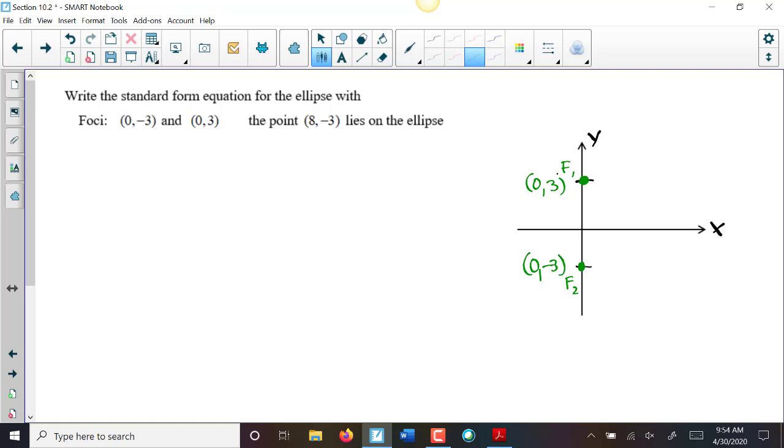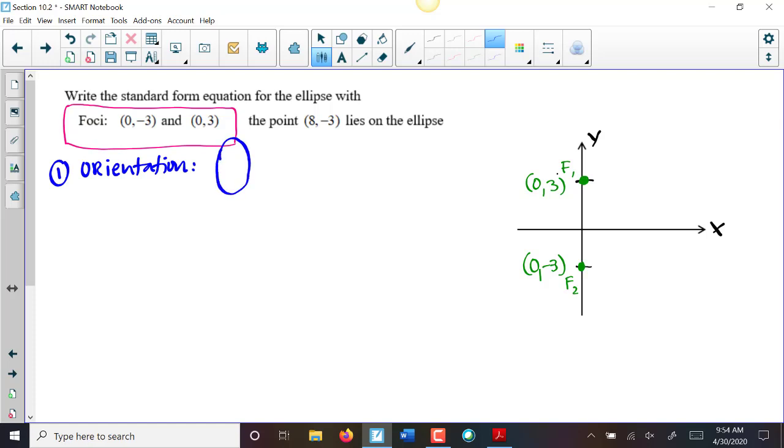Okay, so just knowing the location of the focus points tells me some very important things about my ellipse. Number one, if the foci are located on the y-axis, then it tells me the orientation of my ellipse: it has a vertical major axis, so it is elongated up and down. That will help me with the location of the a squared in the standard form. So let's put that on here. Oh, wait, let's not do that yet.